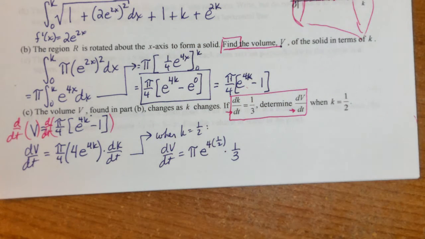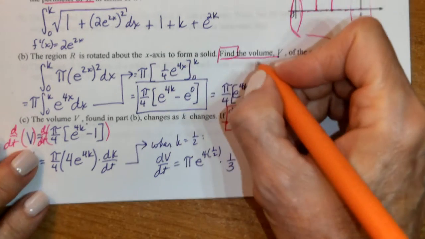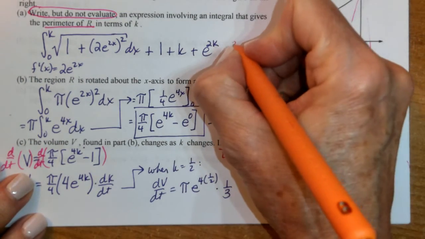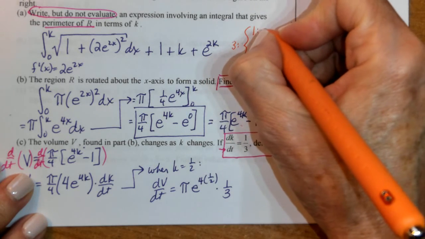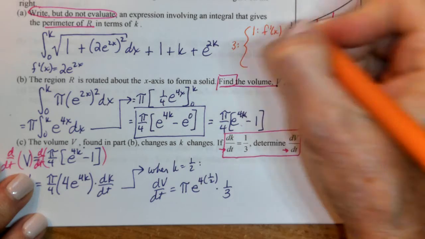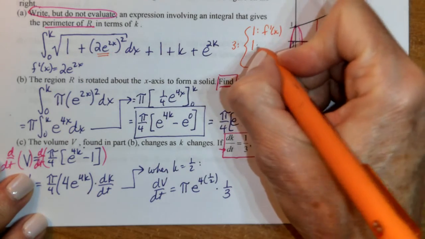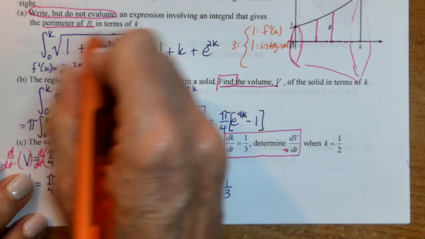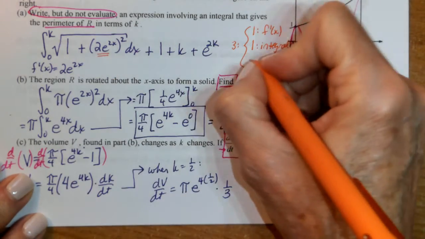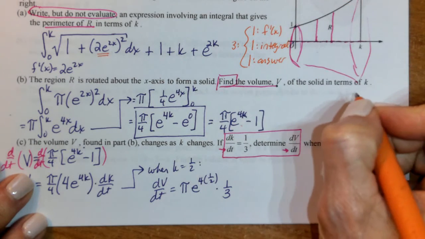And that's it. Let's take a look at how they scored this back in 2011. For part A here, this was worth a total of 3 points. See how they broke it down. 1 point was for finding the correct f prime, for using f prime here. 1 point was for the integral, the entire integral. And 1 point was for your answer, the entire answer.